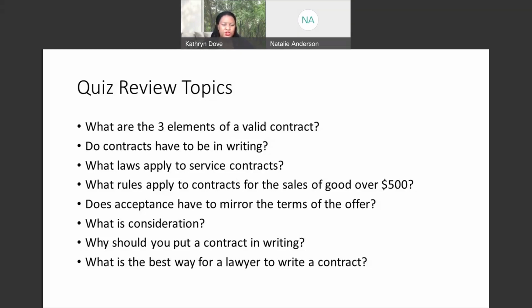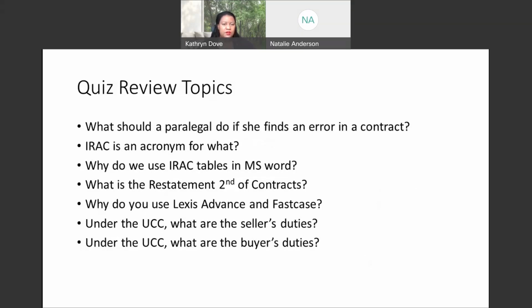Why would you put a contract in writing, Natalie? Just for holding it up in court so that the other person can't say, oh, I didn't say that. That way you have every single term and condition that they were supposed to do. And that way too, it helps you win the case if they're in the wrong. Good. And the best way for a lawyer to write a contract is using plain language, not a lot of legalese, but just plain language.